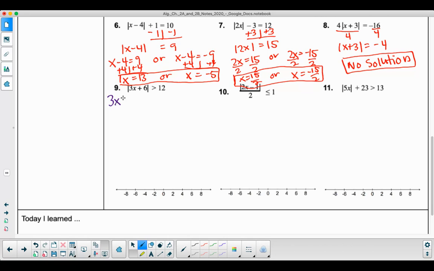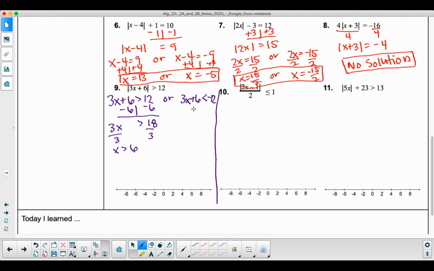So 3x plus 6 is going to be greater than 12, or 3x plus 6 is going to be less than negative 12. And so we don't get confused there, I'll add that line. All right. Now from here, you've already studied in a previous lesson how to solve inequalities. So we're going to do that the same way. Subtract 6 from both sides. 3x is greater than 18, and then divide by 3. So x is greater than 6.